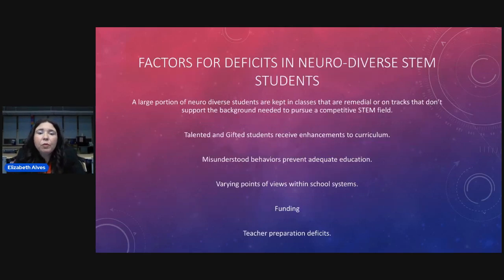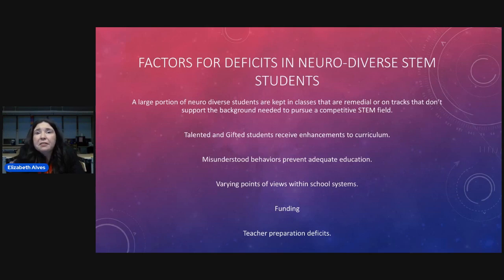So why is there a huge deficit in neurodiverse STEM students? Why don't we have more of them either in the field, soon out of high school, or even now inside of their schools? Well, a large portion of that neurodiverse population are kept in classes that are remedial. They're on tracks that don't support the backgrounds that are needed to pursue a competitive STEM field. Oftentimes, the talented and gifted students will receive enhancements to their curriculum and not general education or special education students.